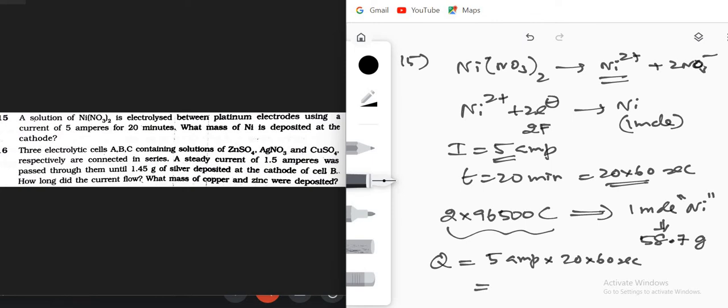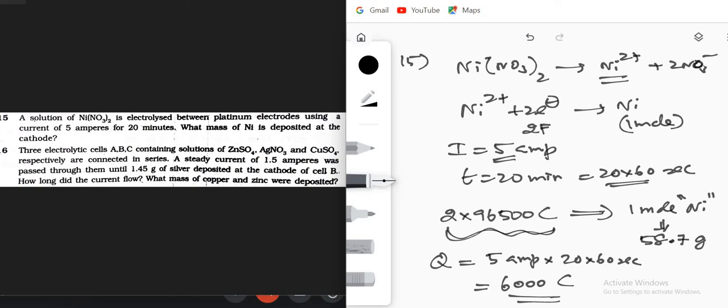So you have to multiply this, you will get 6000, right? 6000 coulomb, correct? 5 into 20 is 100. 100 into 60 is 6000 coulombs. So now we are passing 6000 coulomb.